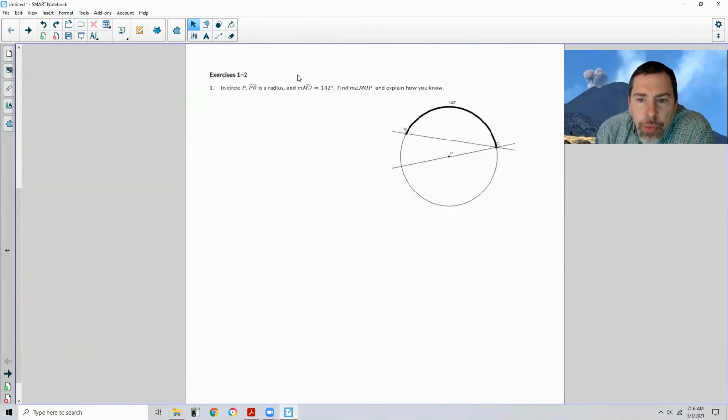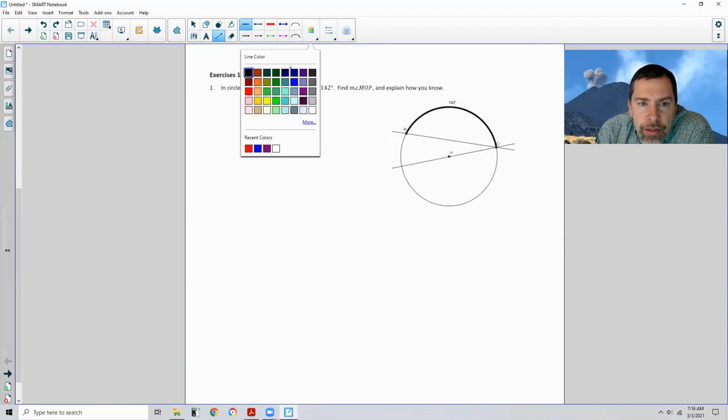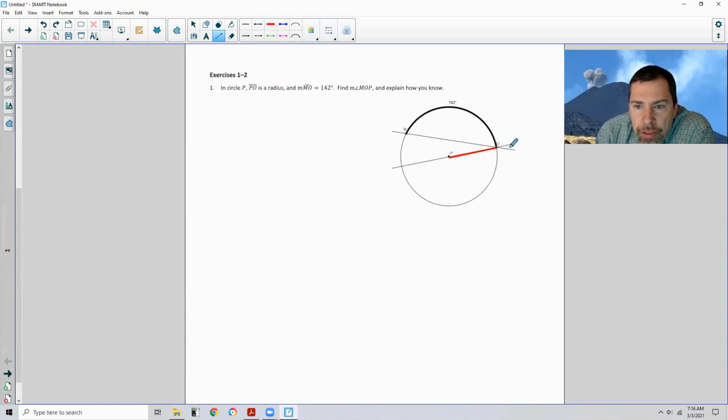Okay, exercises 1 and 2. Here we go. Here's number 1. 2's on the next page. Okay, so it says in circle P, PO is a radius. Fantastic. So let's just label that. So PO is a radius. And the measure of arc MO is 142 degrees. They've already labeled it. Find the measure of angle MOP.